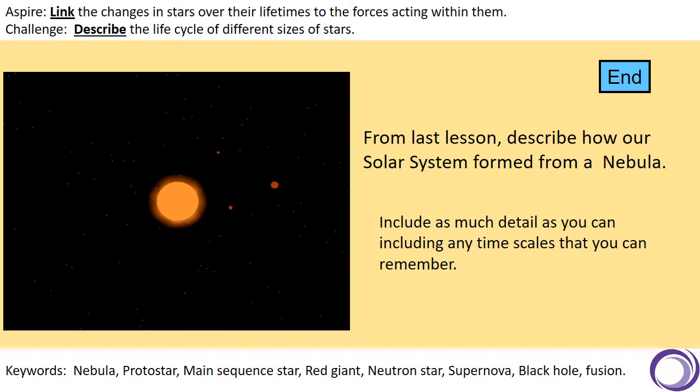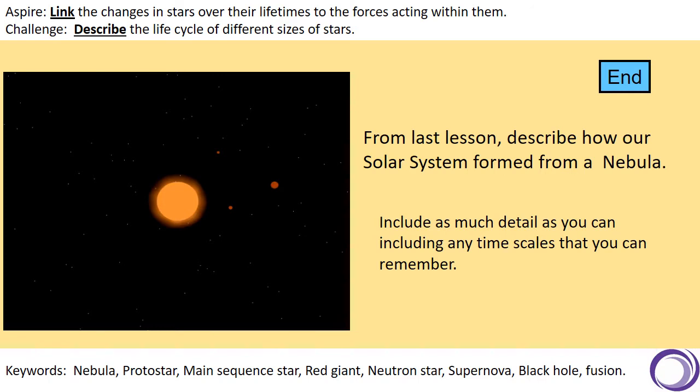Only about five steps. We've got the nebula. The nebula shrinks under its own gravity, rotates, starts to form into a disk instead of being a sphere. The centre of it starts to get hot, and as it heats up, we call that a protostar. It's a sort of star just before it gets going. And then eventually that will get hot enough and there'll be enough pressure that we'll get nuclear fusion and we'll get the sun being born.